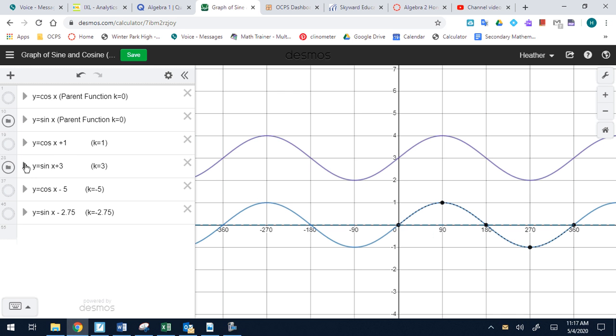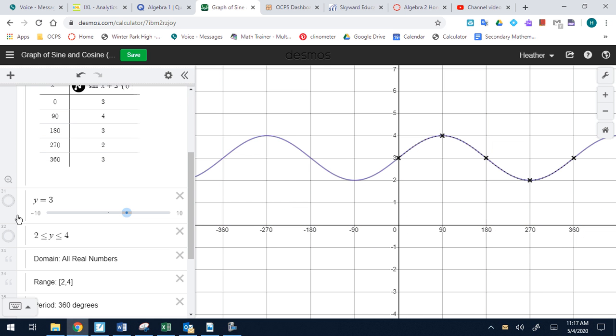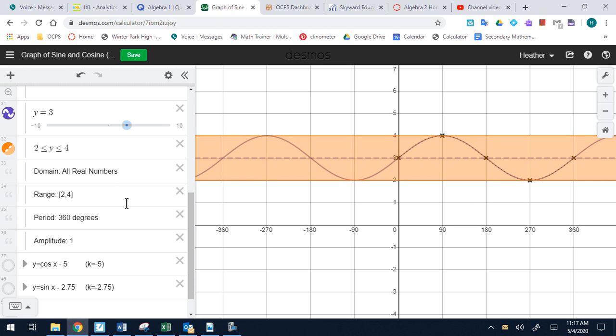Comparing it to our sine, our values here, let's turn this one on. Our values here, 0, 0 became 0, 3. I'm adding 3 to the y value. See, 1 goes to 4. 0 goes to 3. Negative 1 goes to 2. So I'm adding 3 to the y values, and I'm doing that over and over and over again. That is going to change my midline, and it's going to change my range. Again, it changes the range, but it doesn't change the other key features there.